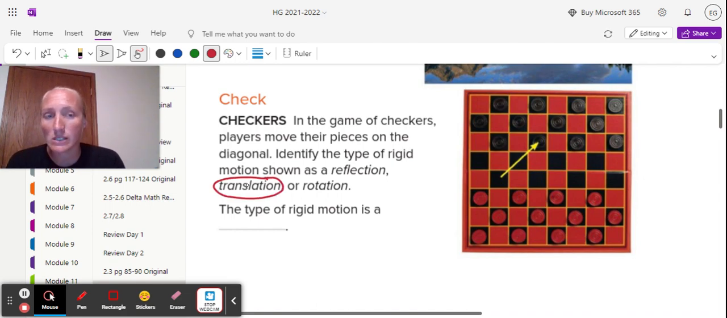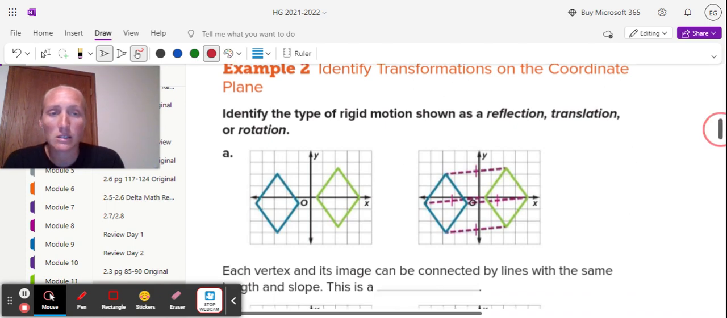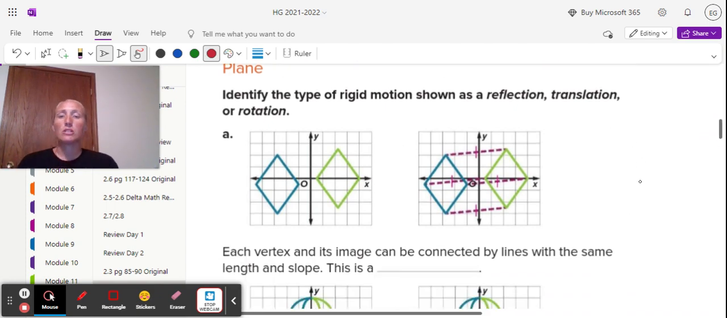Okay, it's moving, it's sliding that chip from one place to another. That's going to be a translation. Identifying transformations in the coordinate plane. So being able to look at something and say, is this a reflection, a translation, or a rotation?